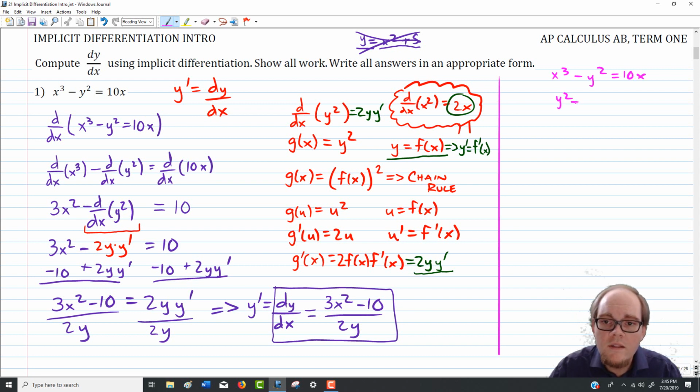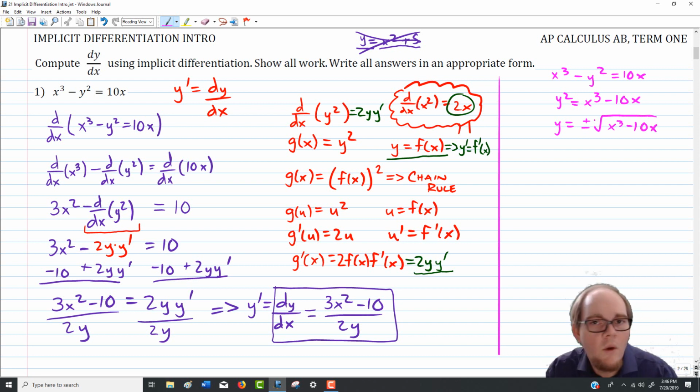y squared is equal to x cubed minus 10x. And then specifically, y is equal to plus or minus the square root of x cubed minus 10x. That's just solving for y, basically. We only had one y in there, so it's easy enough to just solve.